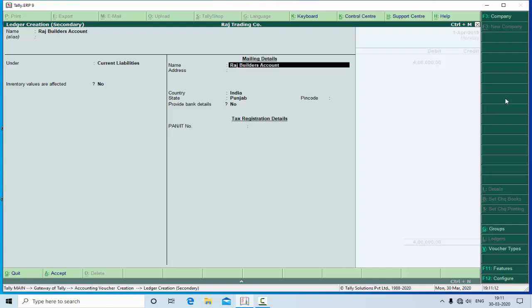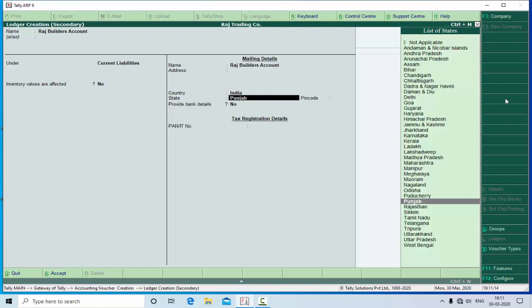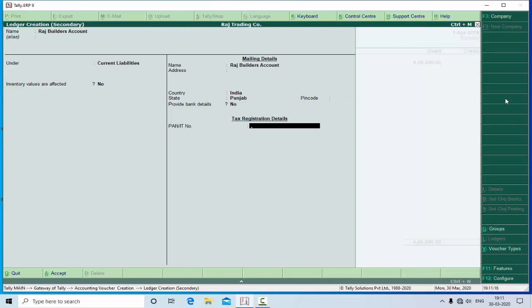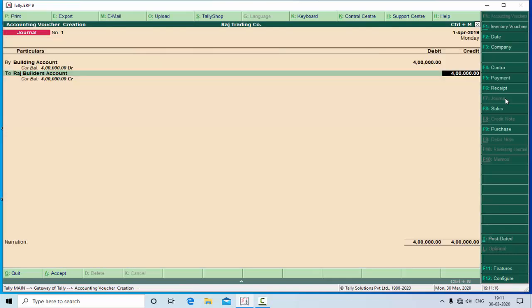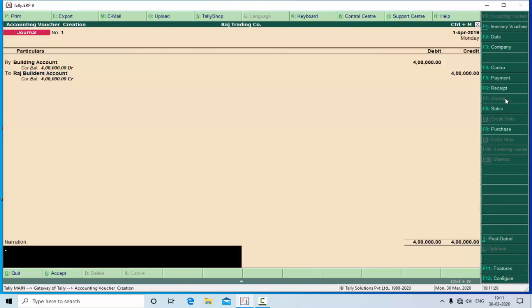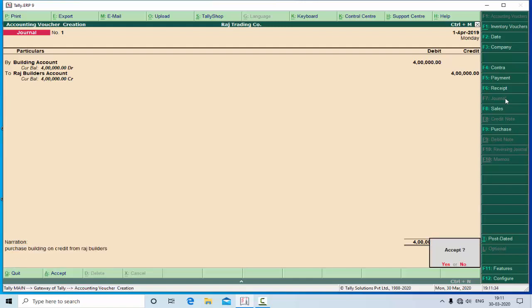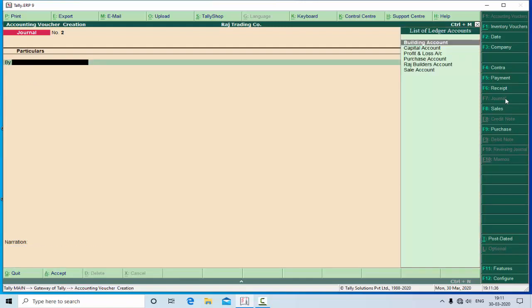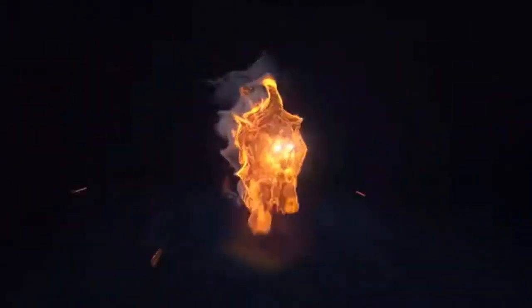You can enter the detail of this Raj Builder here: name, address, country, state, pin code. You can enter the PAN number here. So I think you understand, and enter the detail of this entry here: purchase building on credit from Raj Builders. So I think you understand how this entry is recorded.